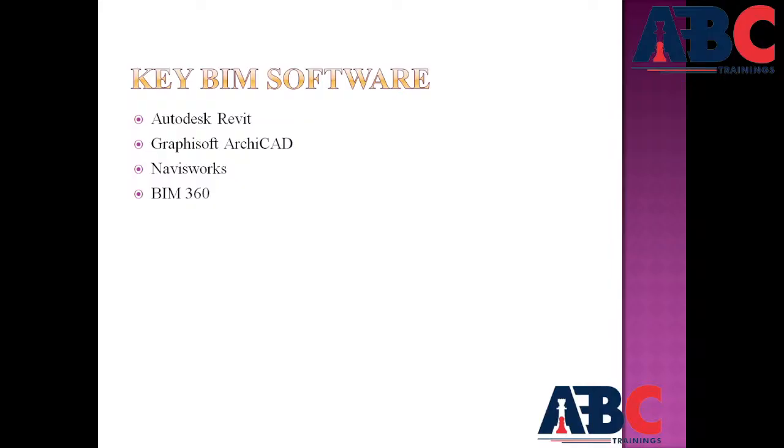Every component in Revit is parametric, meaning that when you modify one element, the change automatically reflects across other related views and sheets.